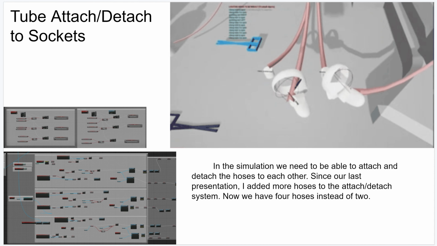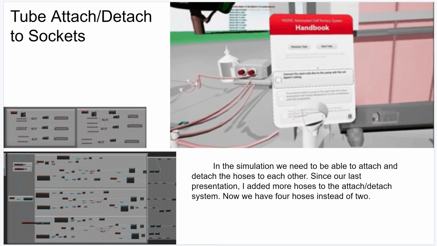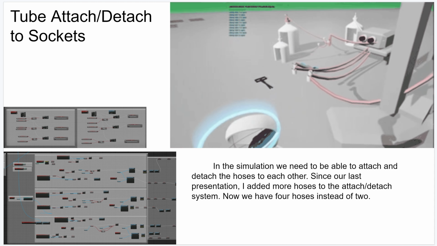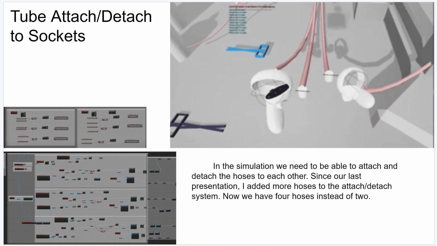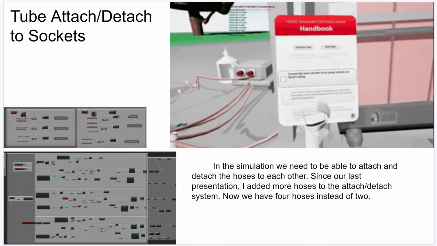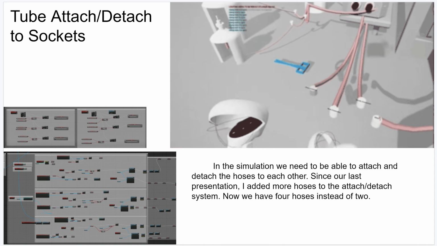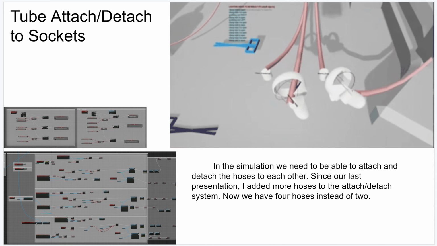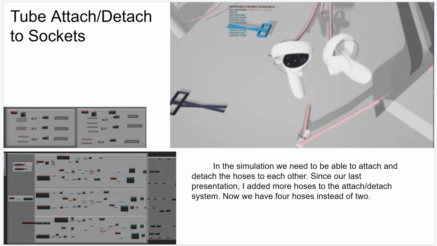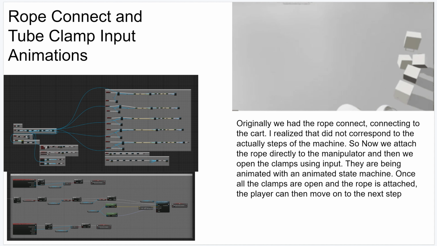This is the tube detached socket mechanic. In our simulation, we need to be able to detach and attach these hoses together. So I needed a system where you could detach, that it would register if you attach to the correct one, and then if you did, it would check off that task and go on to the next step.